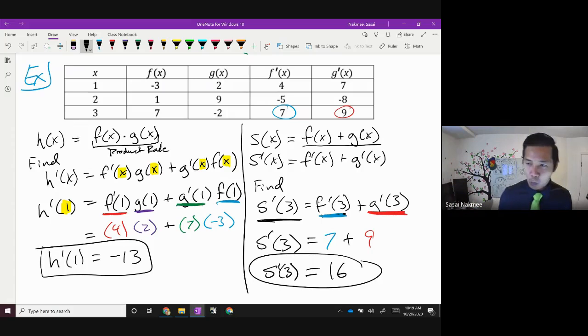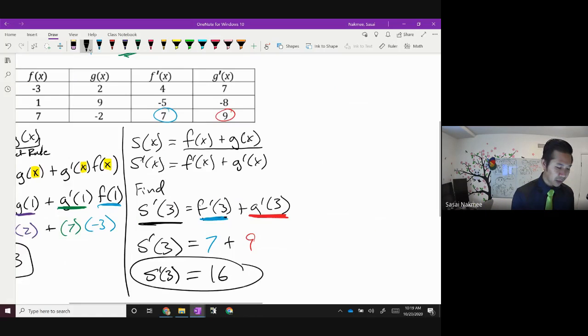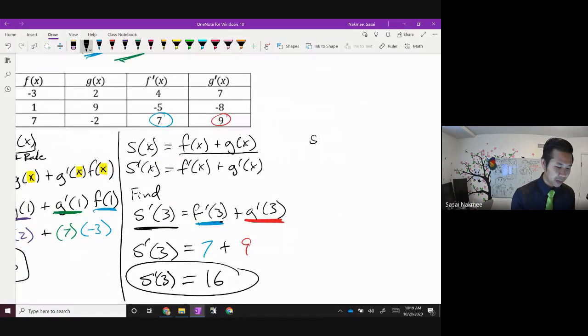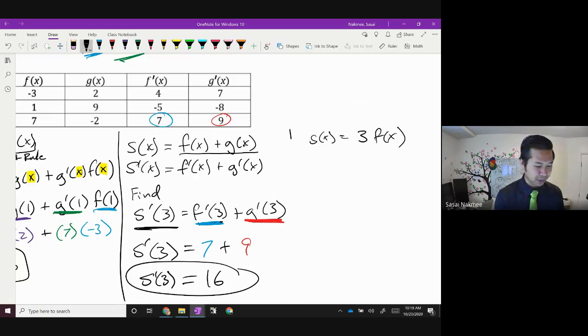How's that? Not too bad, hopefully? Don't you multiply the 3? No, we do not multiply with 3. Be careful with that. The 3 being plugged in is not to multiply. 3 is a number that plugs into the function. It's not multiplying with the function. Now, if S of x was equal to 3 times F of x, this is a side problem.